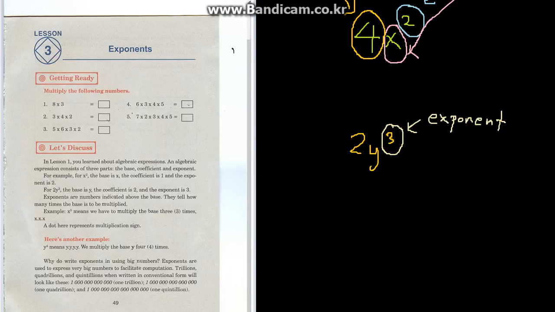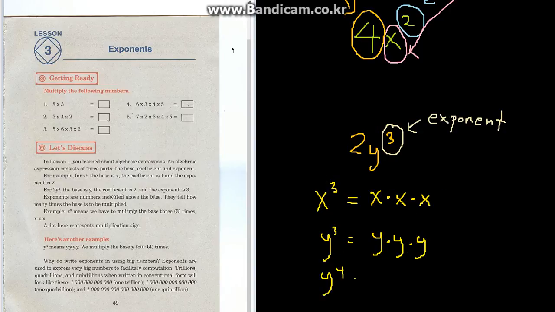So what does that mean? Well, x times x to the third power, that's the same thing as x times x times x, and in this case y to the third power is y times y times y, right? What about y to the fourth power? It's the same thing as y times y times y times y, right?